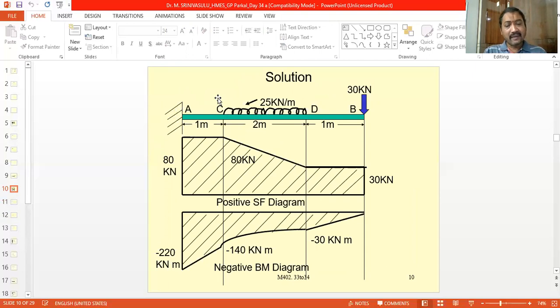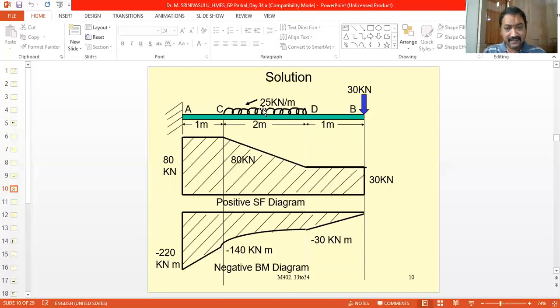So we have to find the algebraic sum of the moments. The first one is the 30 kN force acting at a distance of how much? The distance between A and B is equal to 4 meters. So 30 into 4, and it is causing a clockwise moment to the right of the section, so negative. So minus 30 into 4. That is the moment by the force 30 kN.